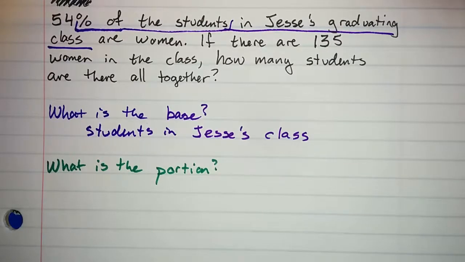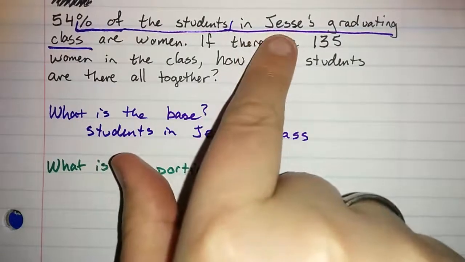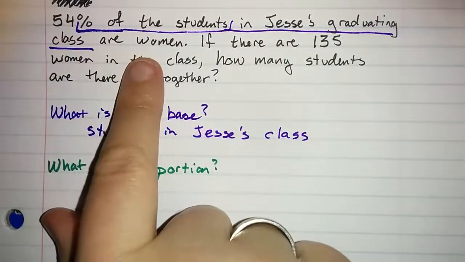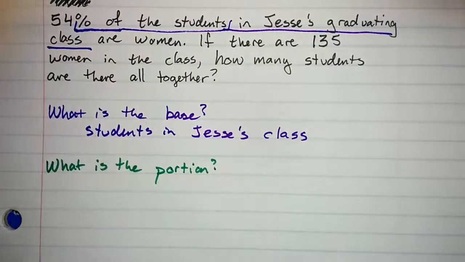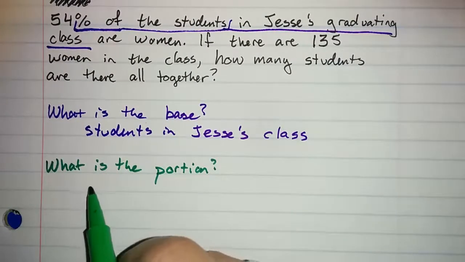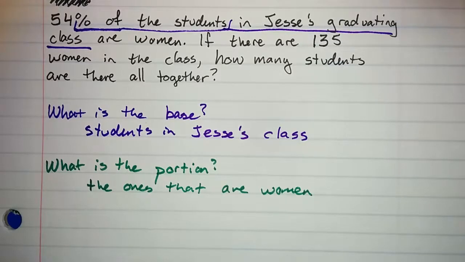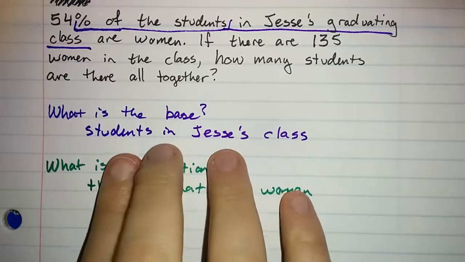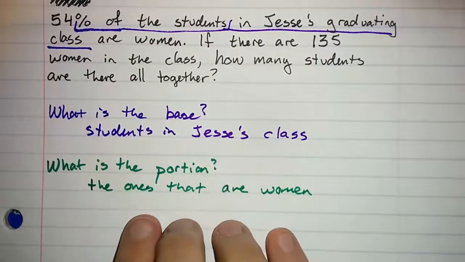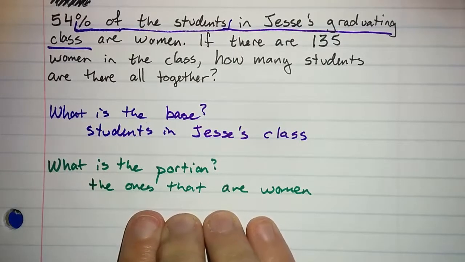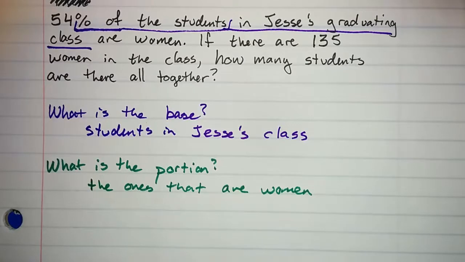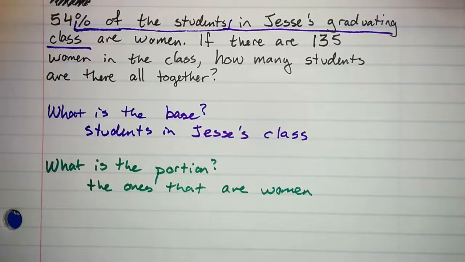And then the portion is the answer to the question, what is this percent actually telling us about? And it's telling us that out of Jesse's graduating class, some of them are women. 54% of them are women. The portion is the ones that are women. So we could rephrase this sentence as, for every 100 students in Jesse's class, 54 of them are women. That seems like a reasonable sounding sort of sentence. And now we're ready to answer the question.